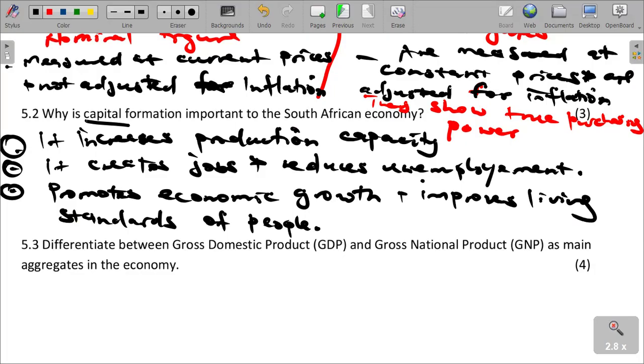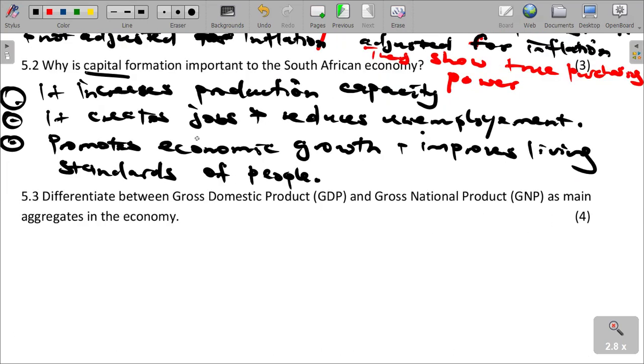So these are very important points that show the reason for capital formation in the South African economy. Jobs can be created and unemployment reduced, and at the same time production capacity is improved. If capacity improves, more people have to be employed, and that is a very good point to take note of.